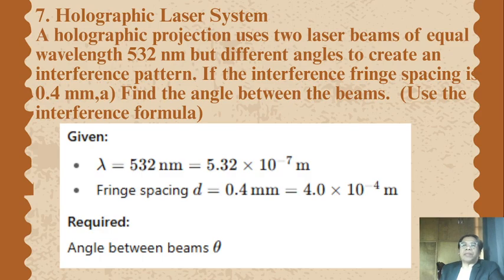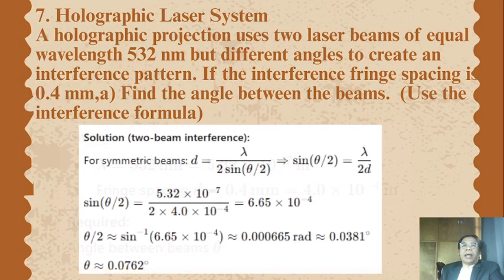Use the interference formula. Given lambda is 532 nanometer, which is equivalent to 5.32 times 10 raised to negative 7 meter. Fringe spacing D is equal to 0.4 millimeter, which is equivalent to 4.0 times 10 raised to negative 4 meter. Angle between beams, theta. And then solution, for two symmetric beams, D equals lambda over 2 sine theta over 2.